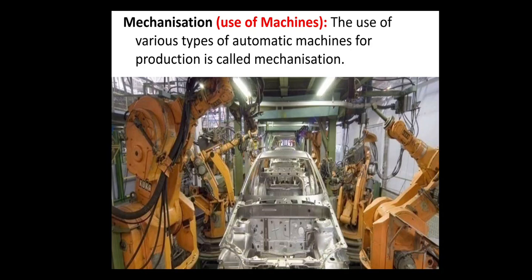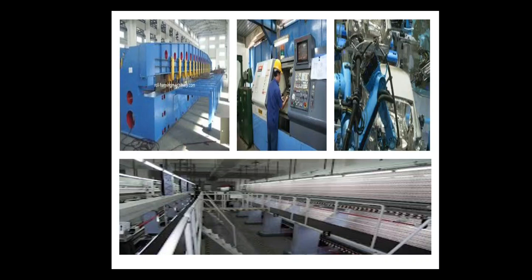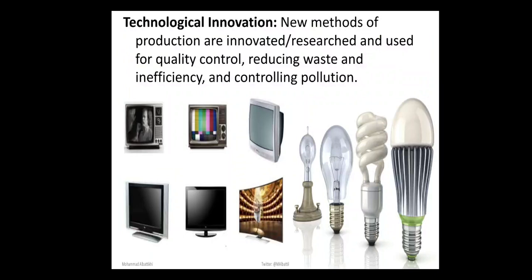In other words, most of the human workforce or laborers are replaced by machines in the modern manufacturing production line. These are some of the pictures that show, for better understanding, mechanization in modern manufacturing large scale industries. Next is technological innovation.